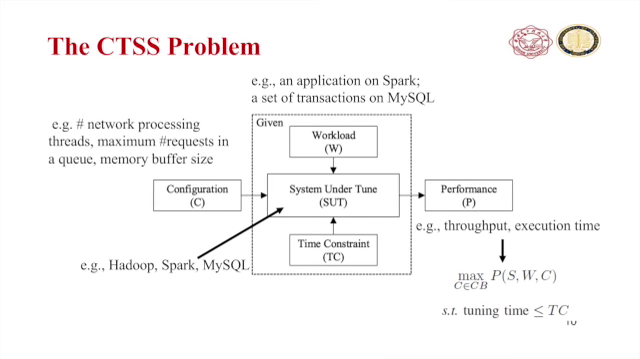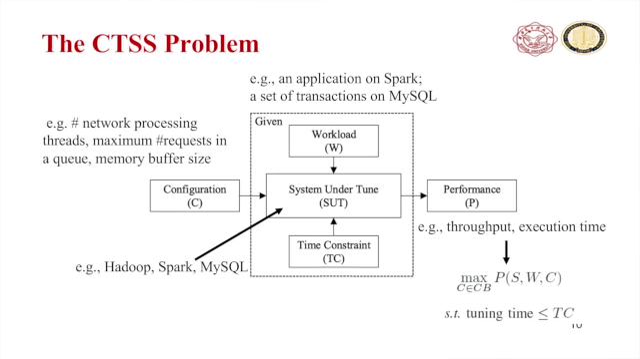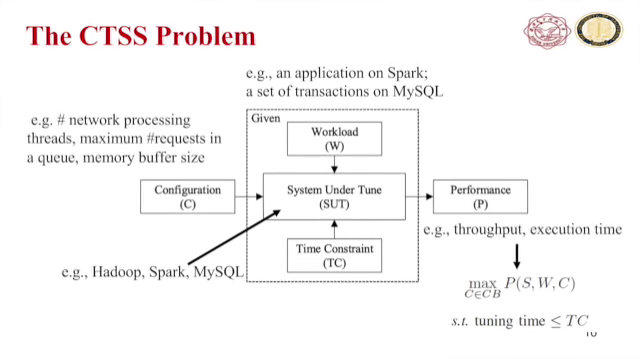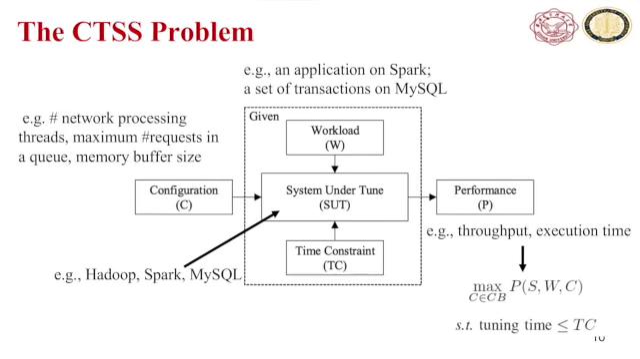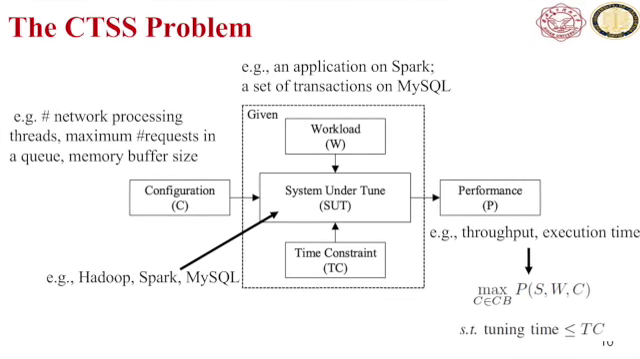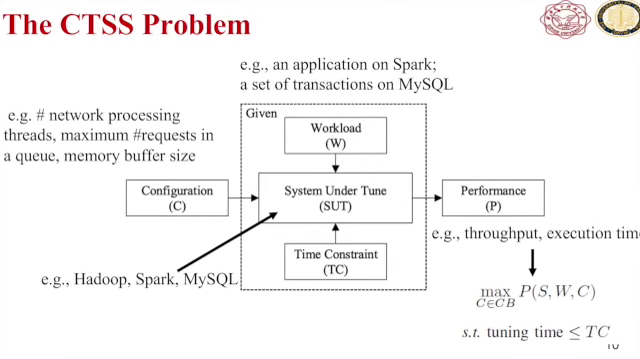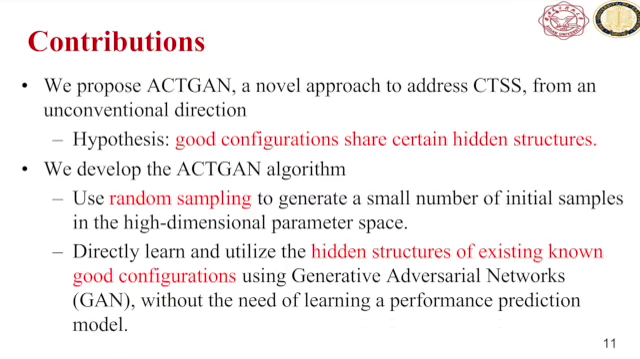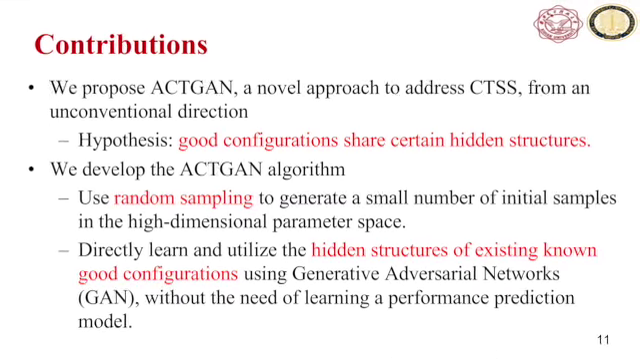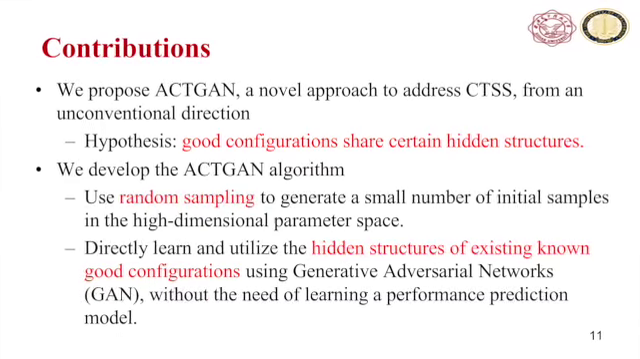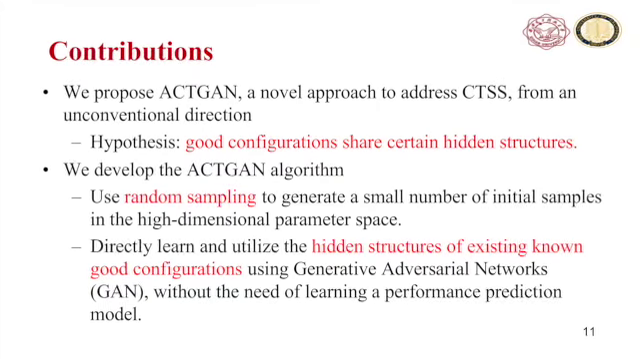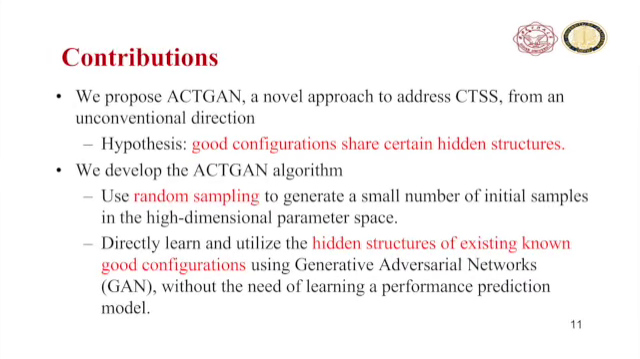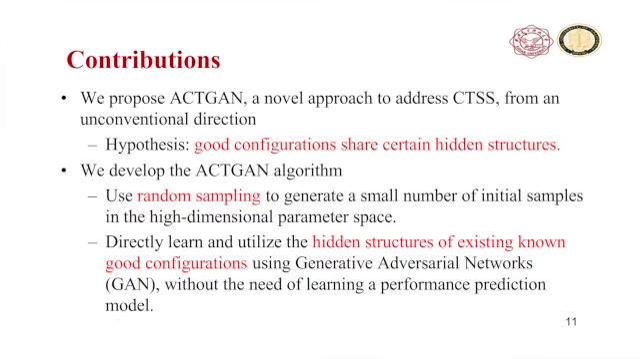For a given system under tune, let's take MySQL as an example software system. Our workload is W. We have a time constraint that limits our experiment, and we try to find the configuration C that maximizes the performance P in the given execution time. So we propose ACTGAN to achieve this goal. We have implemented and evaluated ACTGAN using 17 different workloads with 8 different software systems. The results show that ACTGAN outperformed the default configurations by 76% on average, and 6 state-of-the-art configuration tuning algorithms by from 6 to 64%.